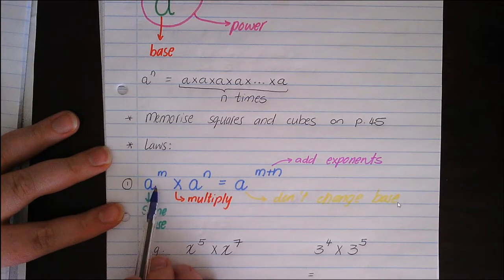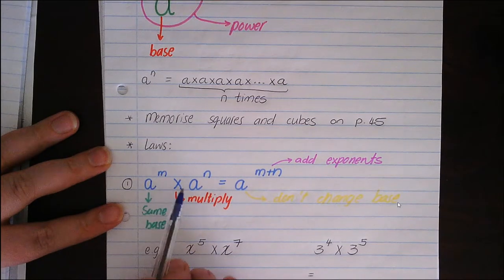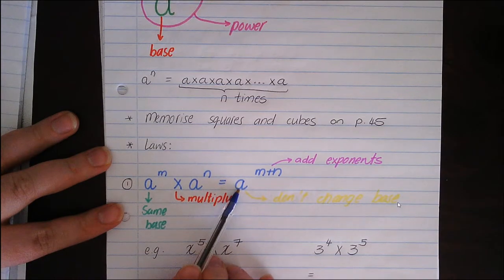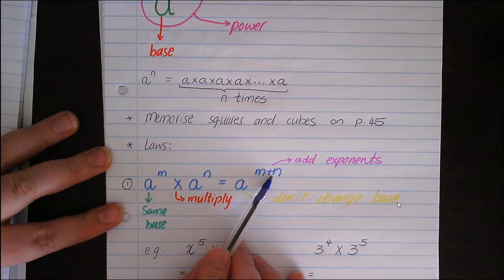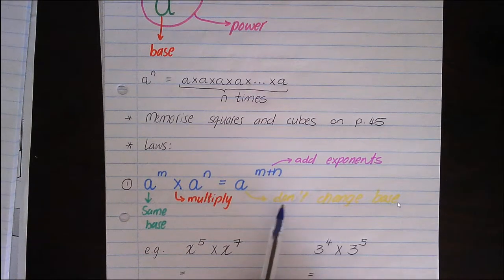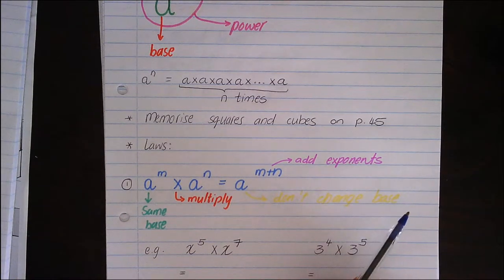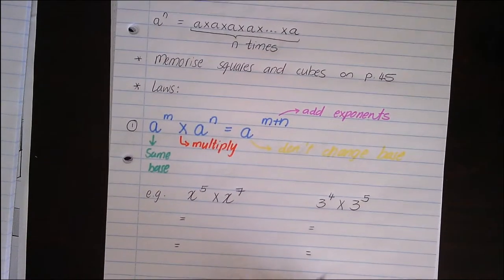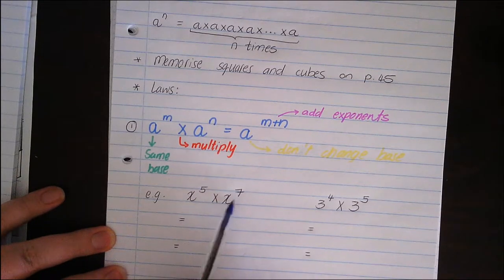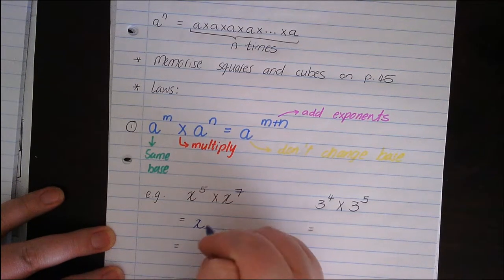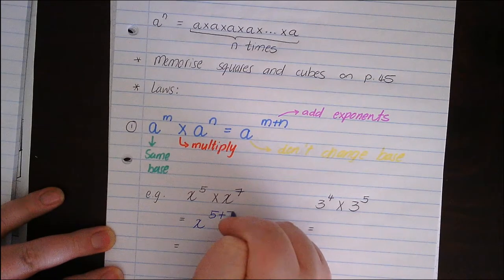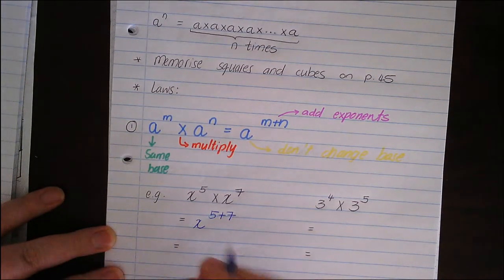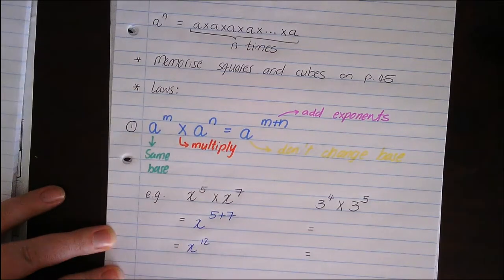The first law says that when we multiply on the ground, and they are like bases, in other words, the A and the A must be the same, we keep the base the same, and we add the exponents. In case you don't see this, this says don't change the base. So for example, x to the power 5 times x to the power 7. You don't need this step, but I'm just showing you what I'm doing. That's 7 plus 5, which gives us x to the power 12.